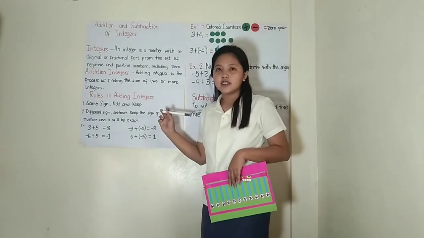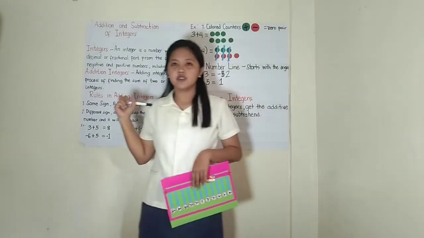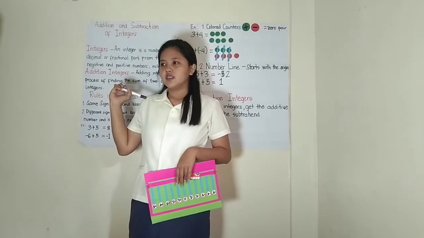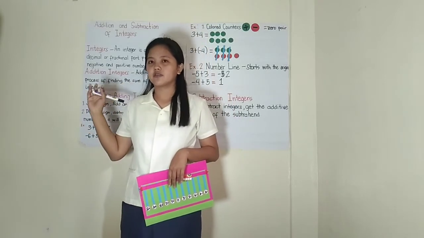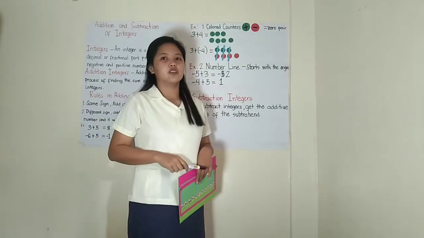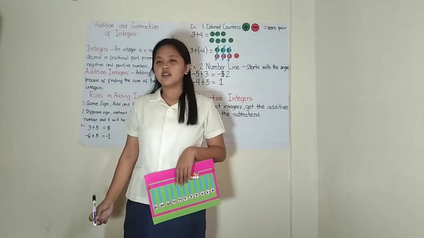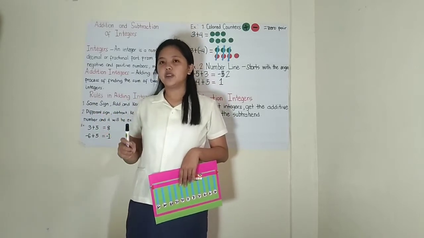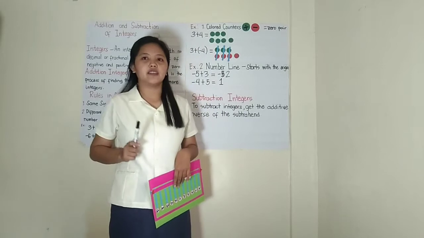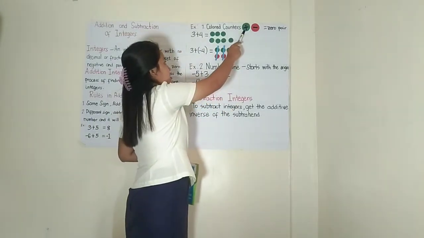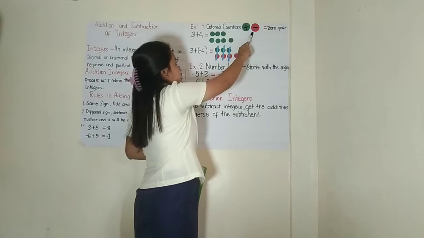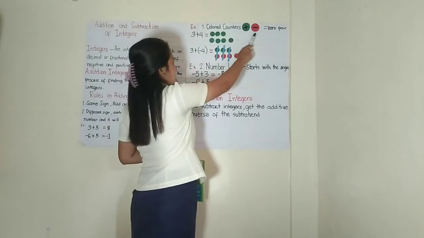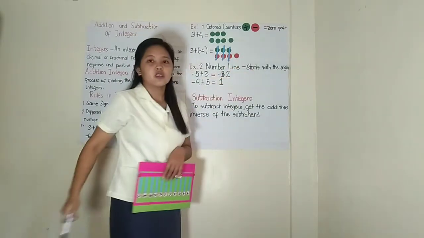For our next example is about colored counters. Do you have any idea what is colored counters? Yes, Angelica. Very good. To easy understand, the colored counters will be our guide. To easy remember the positive and the negative sign. The positive sign will be color green and the negative sign will become color red. So positive and negative is equal to 0 pair.